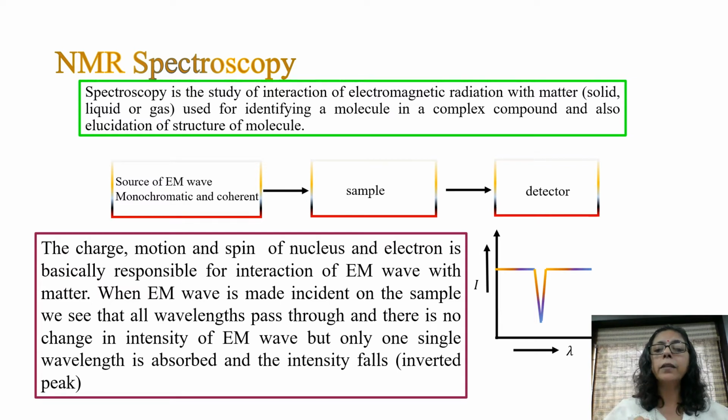When this electromagnetic radiation is made incident on the sample, we see that all the wavelengths pass through and there is no change in intensity of the electromagnetic wave, but only one single wavelength is absorbed and the intensity falls, as you can see in the graph. That is what you call the spectrum of that sample. And you analyze this spectrum and identify or elucidate the structure of the molecule.